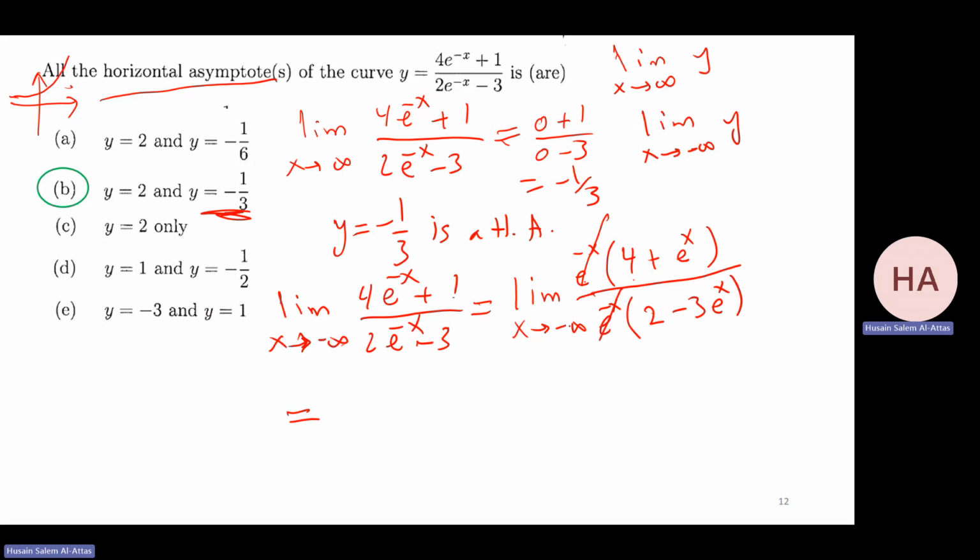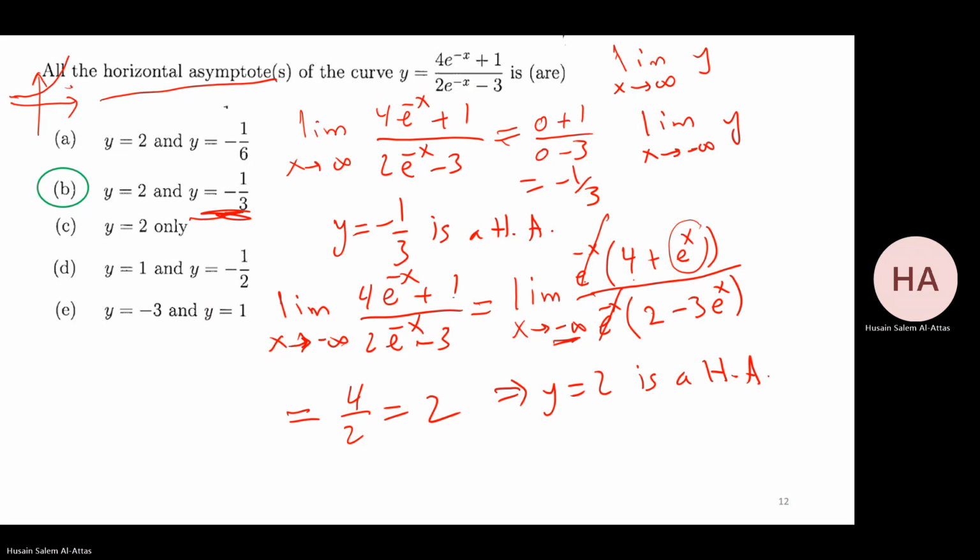So that will be what? Now these things will go to 0 since I'm dealing with x goes to minus infinity. E to the minus infinity is 0. So I have what? 4 over 2, which is 2. So I have y equal 2 as a horizontal asymptote. So I have y equal 2 and y equal minus 1 over 3, and this is the answer.